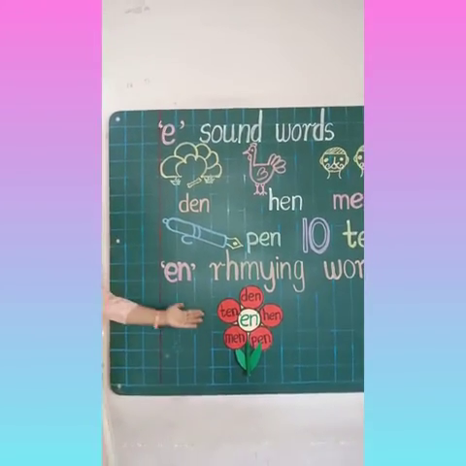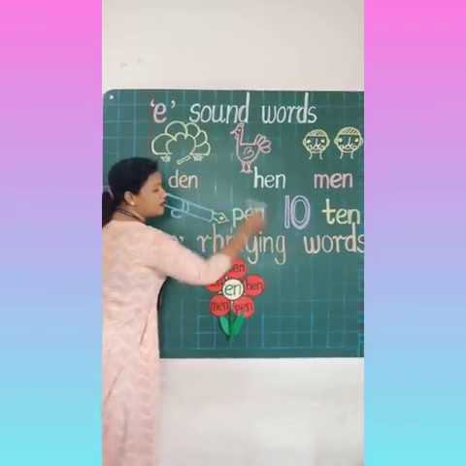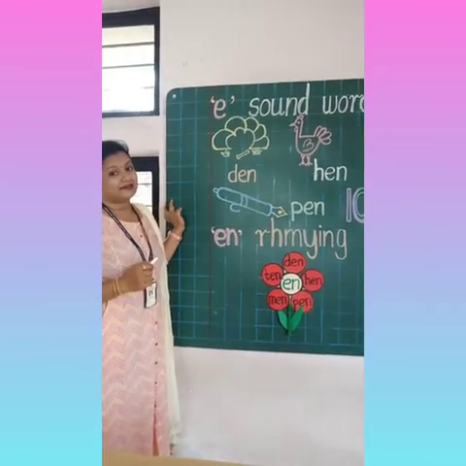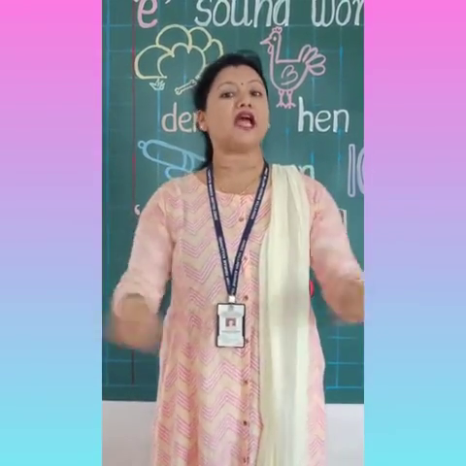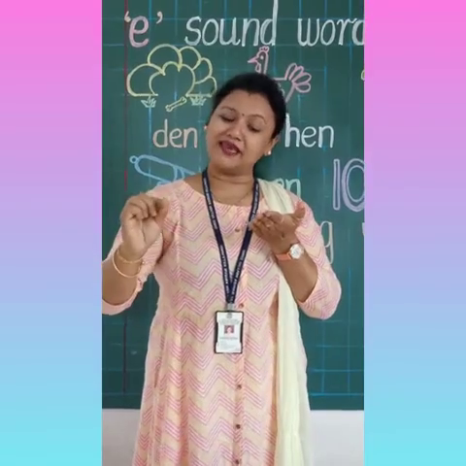Okay, and now what can you see here? Yes, E and running words. Okay, this time we repeat with the action. Lock your fingers and we'll start E and running words. D and den, H and hen, M and men, P and pen, T and ten.